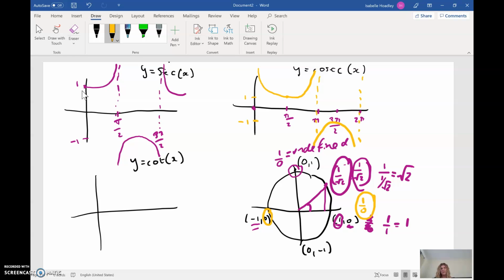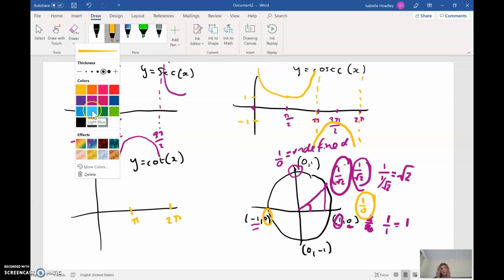Okay, like I was saying the other day, cot is still quite similar to tan, but instead of having a period of 2 pi, it's got a period of pi. So here we're just going to mark this on as pi, 2 pi. Now tan, different colour again, we'll use blue.